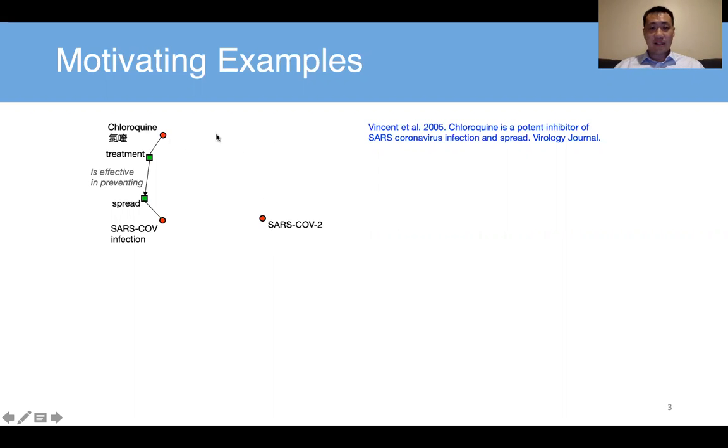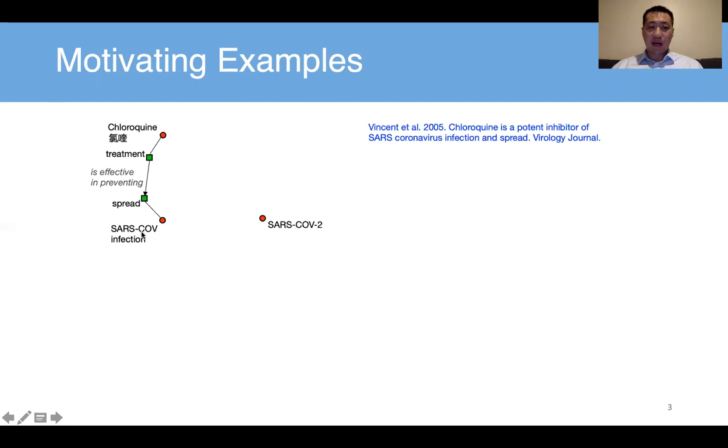Based on one sentence in the literature, we can construct such a path, or we can call it a graph. The red points are the concepts, chloroquine and SARS-CoV infection. The green points are the attributes of the concepts, the treatment of chloroquine and the spread of the SARS-CoV infection. If you have listened to the second part of this tutorial, you know that we introduced work trying to extract relations between not only concepts, but also attributes and concepts in scientific literature to build this kind of knowledge graph.